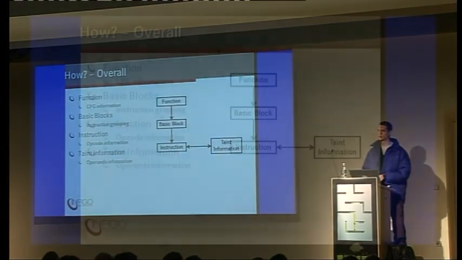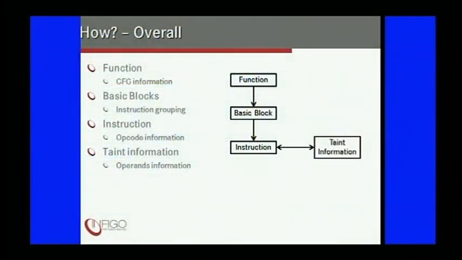So this is what the structure of the framework looks like in memory. You have functions that represent control flow information. You have basic blocks that contain instructions and all the instruction data. You have the instruction class that represents each instruction that exists in the disassembly, and at the end, each instruction is mapped to its taint source. So for each instruction, you get exactly the taint information associated with it.